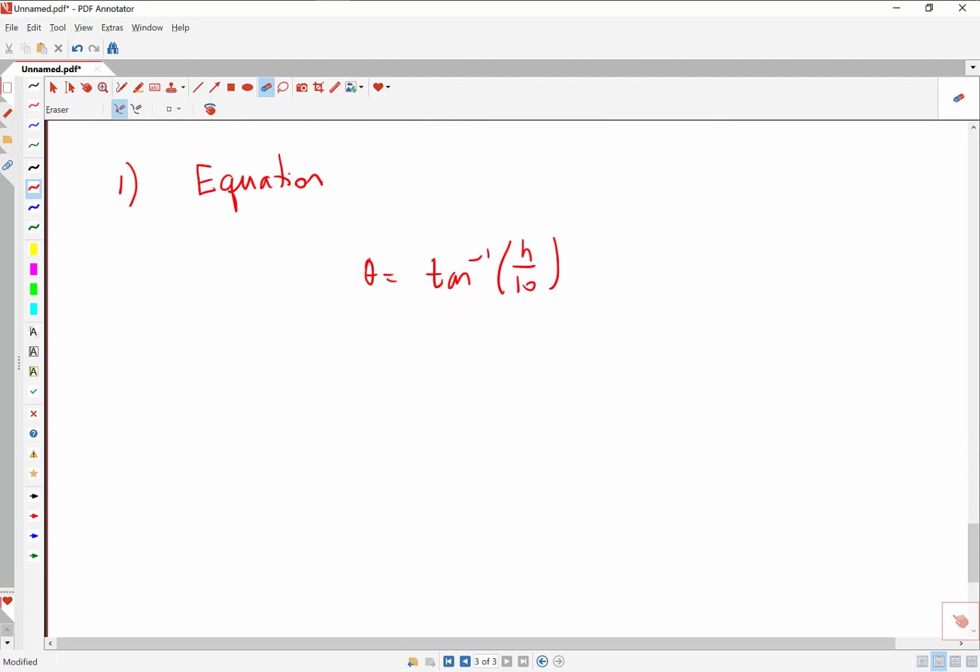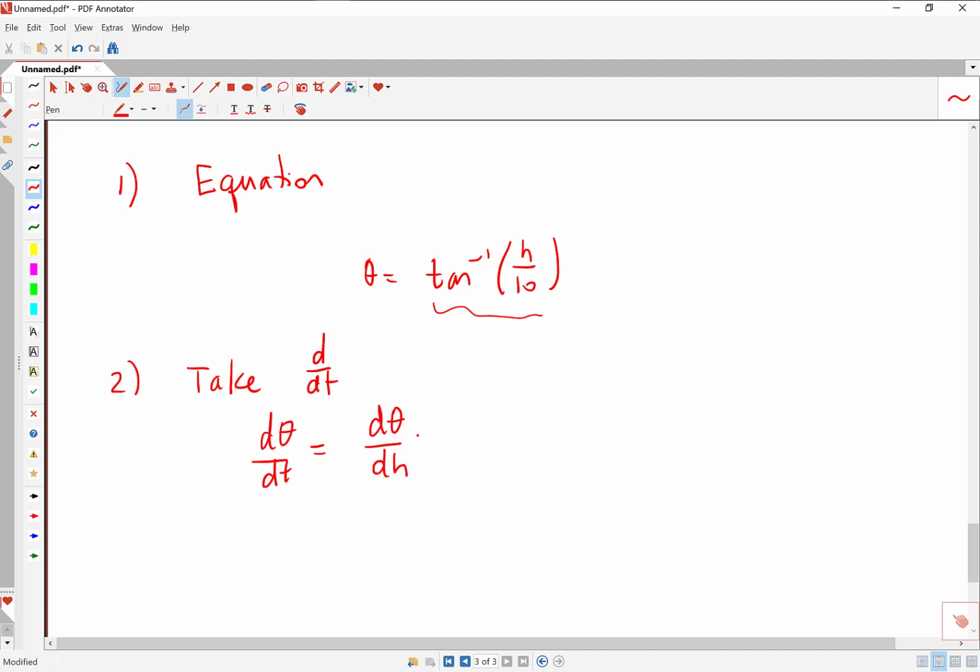And then based on that, in step 2, we're going to take derivatives with respect to time. So take d by dt of both sides of the equation. Okay, well on the left side, we're going to have d theta by dt. And on the right side, we're going to have a chain rule. The reason we're going to have a chain rule is because this right side here does not depend on t. Right now, it depends on h. So what we really want to say is to get d theta by dt, we're going to have to think about what is the derivative of theta with respect to h. And then once we know that, we can multiply that by dh by dt.